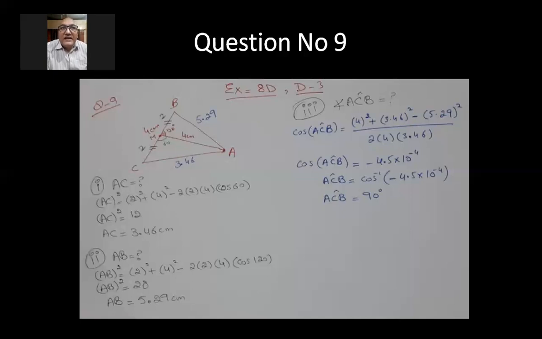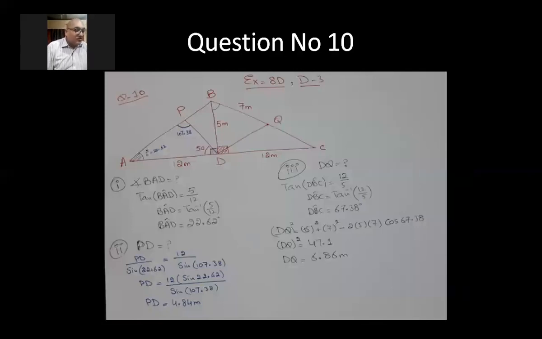Sorry, the name of the angle is ACB. That will be 90 degrees. So that is question number 9, and hopefully you have understood. Let's move to the next question. The next question coming up on your screen is question number 10.